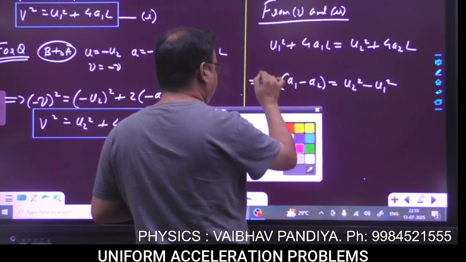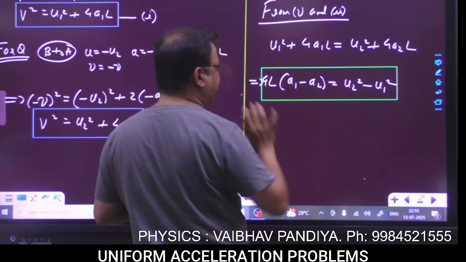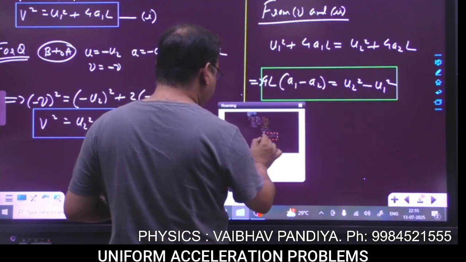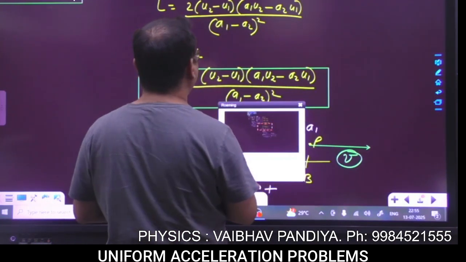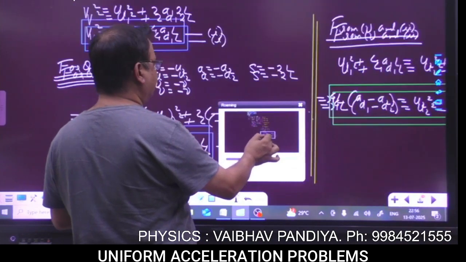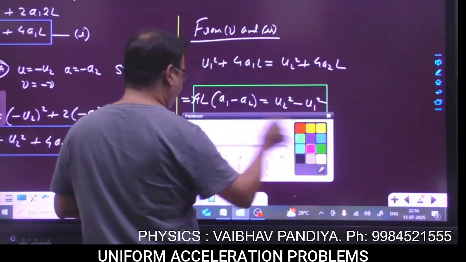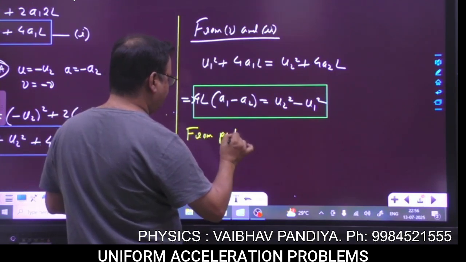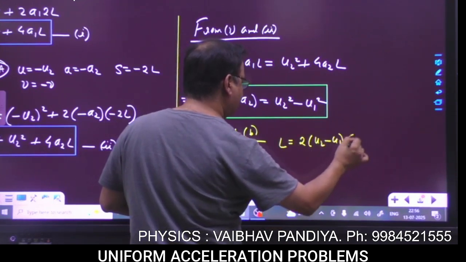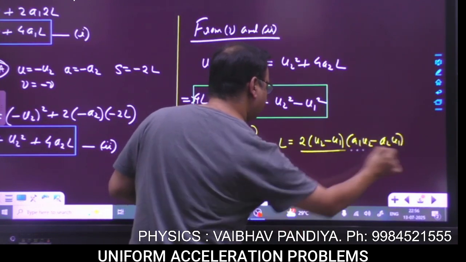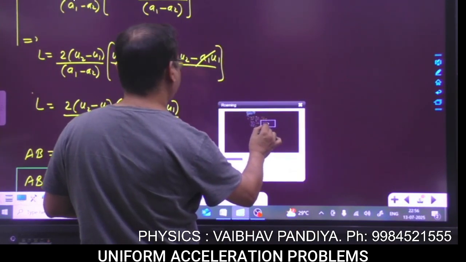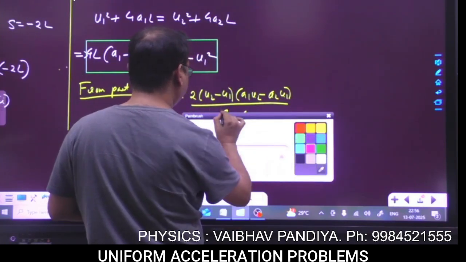Okay. So we got an expression which is relating A1, A2, U2, U1 and L. Now for the proving, we have to relate A1, A2, U1 and U2, so we have to eliminate L. In part B, we already got a value of L. From part B of the problem, put the value of L. So L was twice of U2 minus U1, A1 U2 minus A2 U1 divided by A1 minus A2 whole square. That was the value of L we got in part B.